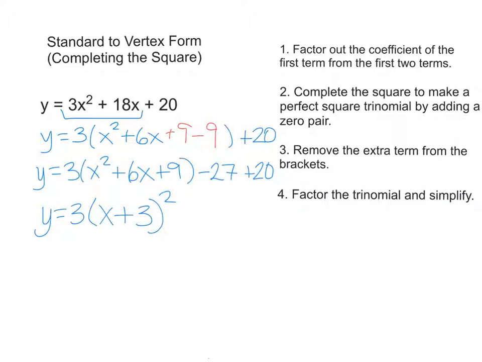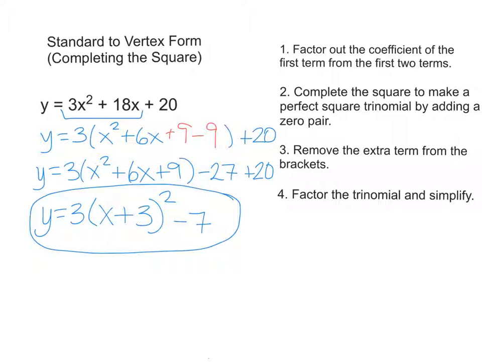And the reason that we can always factor it using that shortcut is we always picked the right number to make that work. And then I have to do negative 27 plus 20, which is negative 7. And there's the equation in vertex form. Now I know a little bit more about it. Now I know what the vertex is. It's -3, -7.